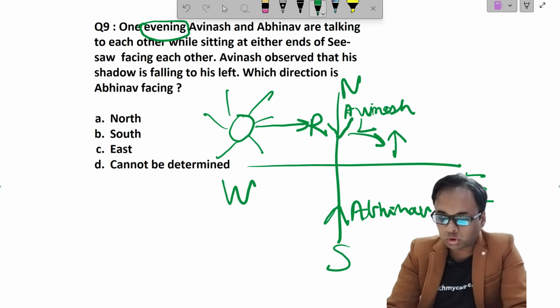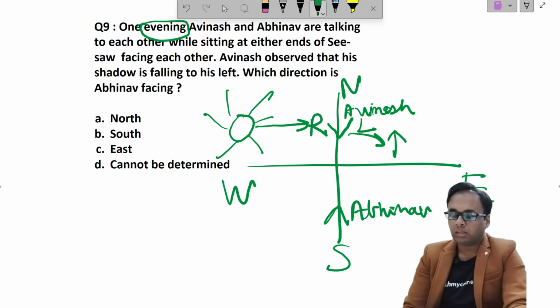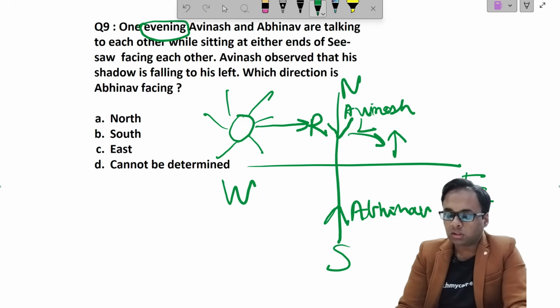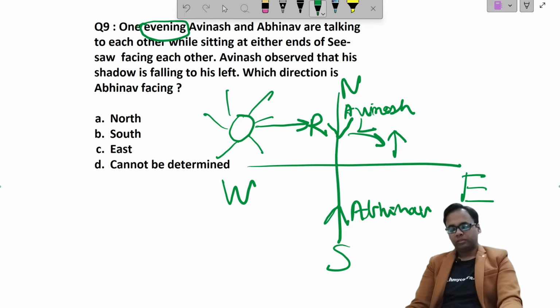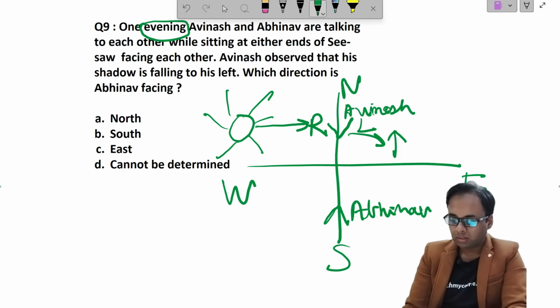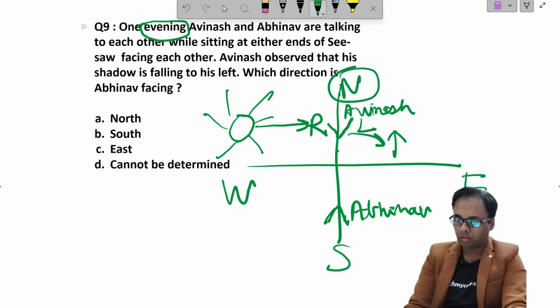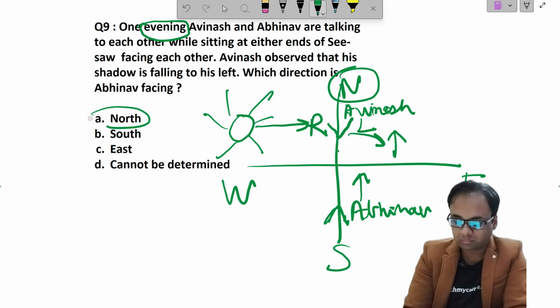Avinash and Abhinav are talking to each other while sitting at either ends of a seesaw facing each other. Okay, so Avinash and Abhinav are facing each other. Avinash observed that his shadow is falling to his left. Correct, his shadow is falling to his left. Okay, this is his left. Then which direction is Abhinav facing? Abhinav is facing this direction, this one. So what is this direction? This is north, because Abhinav is facing like this. So he is facing the north direction.